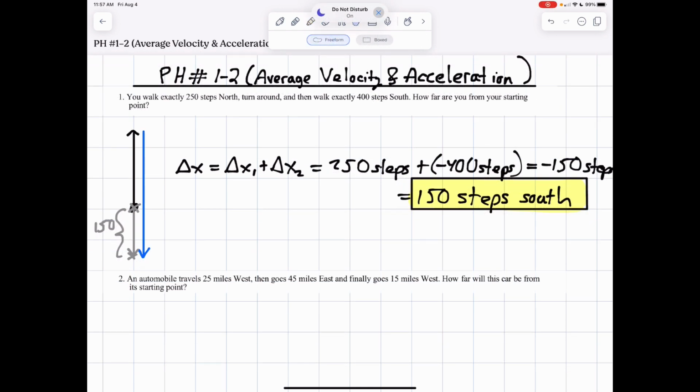On to question number 2. Please read along with me. An automobile travels 25 miles west, then goes 45 miles east, then finally 15 miles west. How far will this car be from its starting point? Again, this is a displacement question. Displacement is delta x, or the change in position.